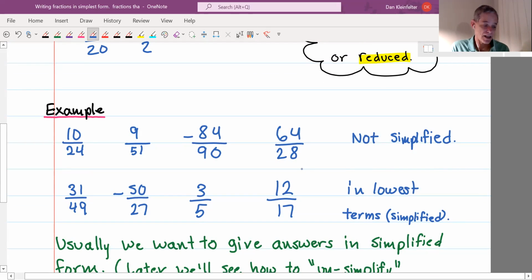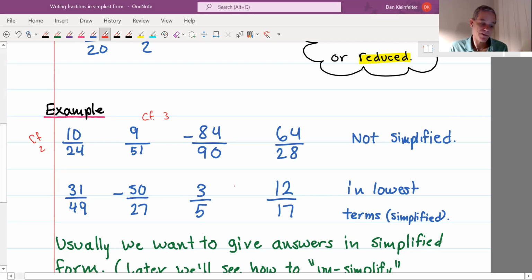In the top row, these are not simplified. Let's take a look and see if we can tell why. 10/24ths, 10 and 24 are both divisible by 2, and so they have a common factor of 2. That's why I'm going to write CF for common factor. 9 and 51, this one's going to be a little bit tricky because 51 is going to look prime to you, and that's okay. But 51 is actually divisible by 3, right? So 9 and 51 both have a common factor of 3.